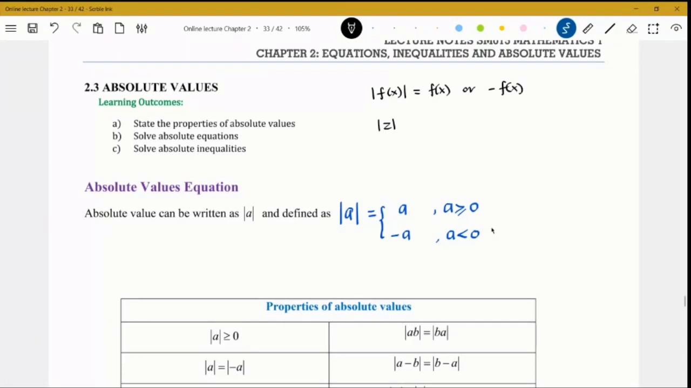But then for modulus z, this one is a complex number. It should have a plus bi. So to find the modulus of z is going to be square root of a square plus b square. So you have to know the difference between these two things. Modulus fx you will encounter with absolute values equation, but the modulus of the complex number, we find by square root of a square plus b square.